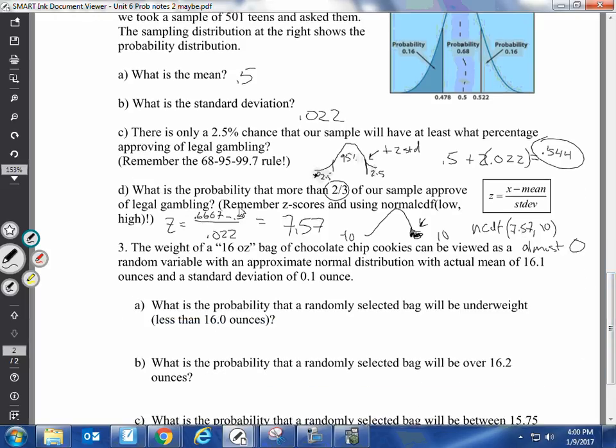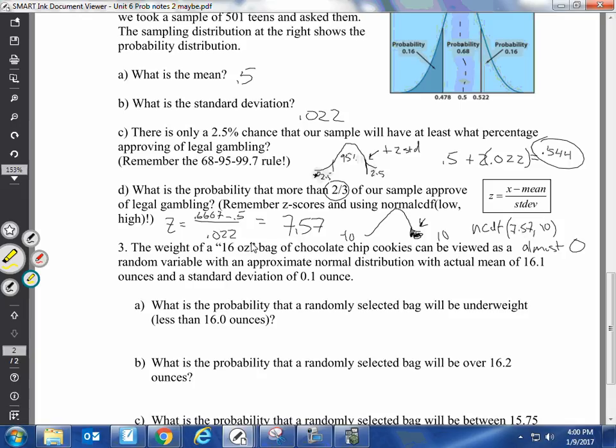Okay, but that's the idea. We take our observation, turn it into a z-score, and then when we find our area, our answer is a probability rather than a percentage. So the question is not about percentages anymore, it's about probability. Let's look at this question. Hopefully this will be a better question.